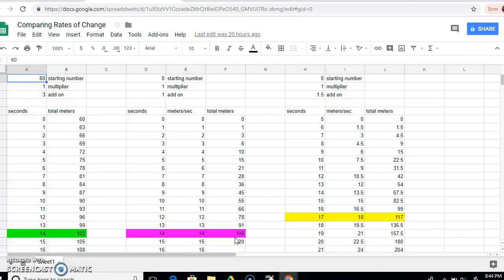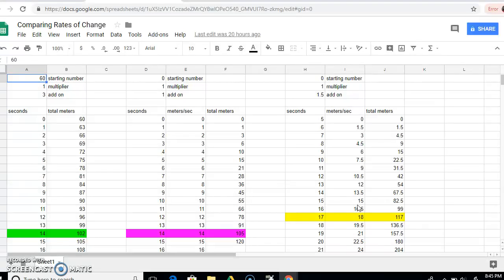All right. And if you notice, it shows 105 total meters, and he only had ran 102. So less meters that the turtle had run than the hare.